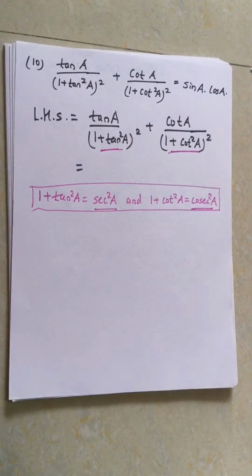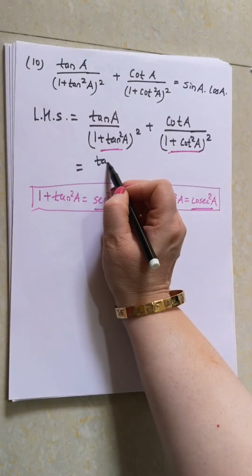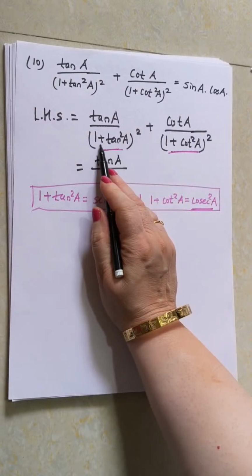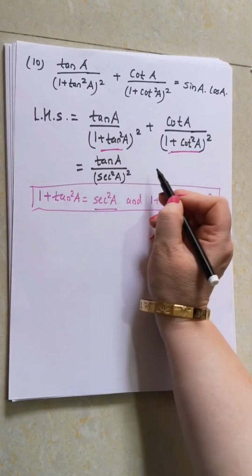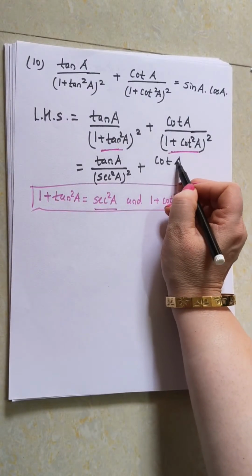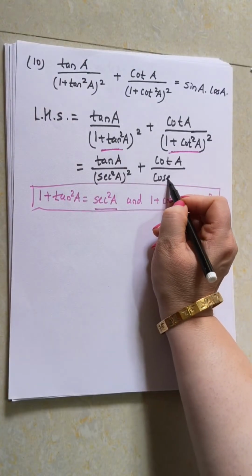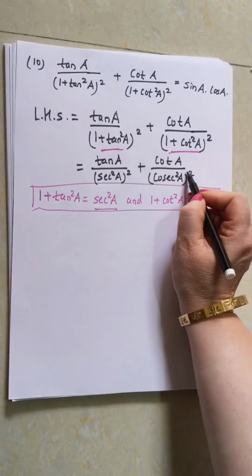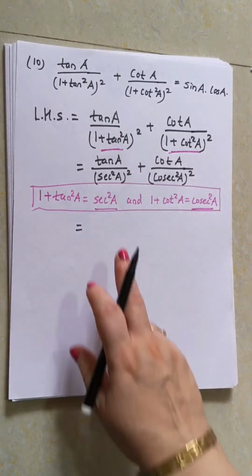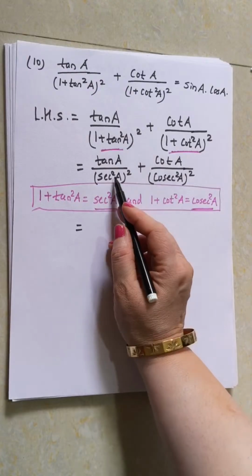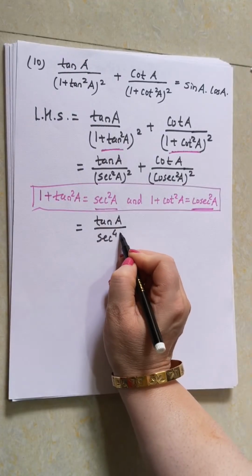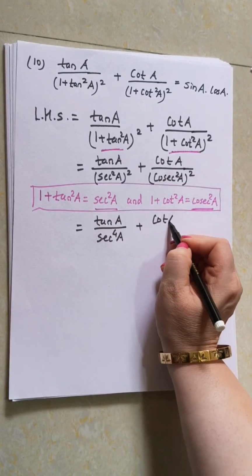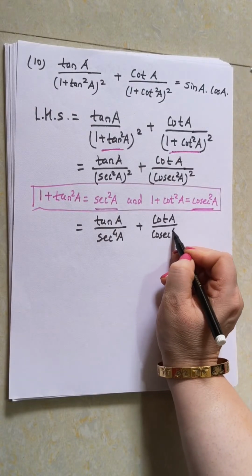Okay, everyone. So yes, Naren. So see here, everyone, now. What will happen? Tan A will remain as it is, and 1 plus tan square A will be sec square A, and it's the square of sec square A, plus cot A, and 1 plus cot square A means cosec square A, and bracket square. So let us write the square, that is 4. 2 into 2, 4. So tan A upon sec 4A plus cot A upon cosec 4A.